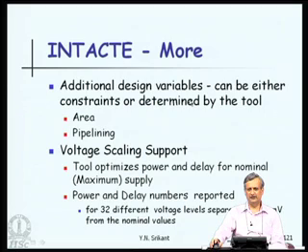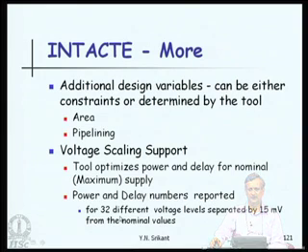There could be additional design variables. These can be either constraints or they could even be determined by the tool itself, for example, area and the number of stages in the pipeline. These can be either determined by the tool or they can be supplied by the user. Then, voltage scaling support. The tool optimizes power and delay for nominal maximum supply, and power and delay numbers are reported for 32 different voltage levels separated by a small voltage of 15 millivolts from the nominal value.